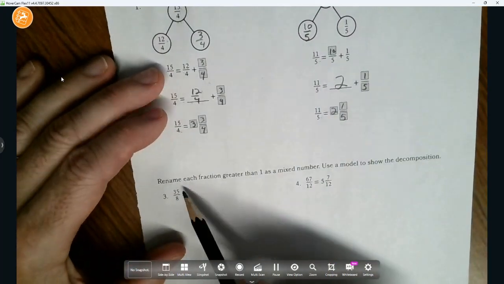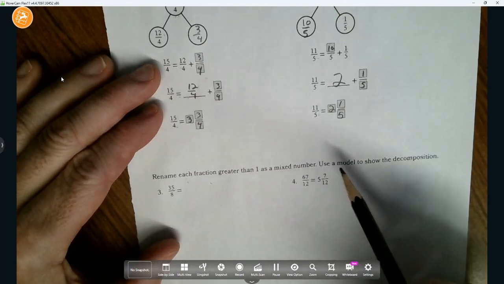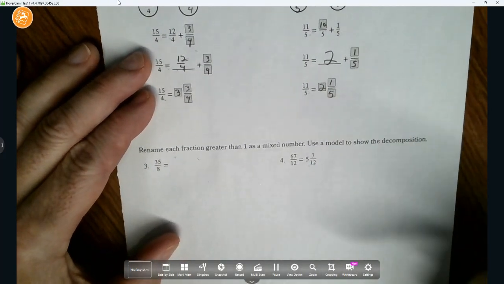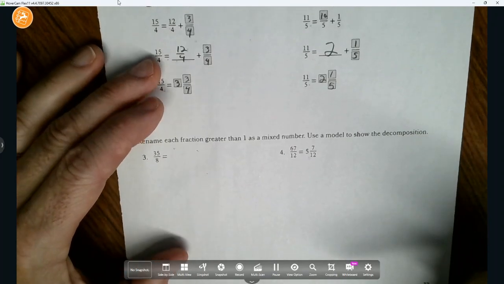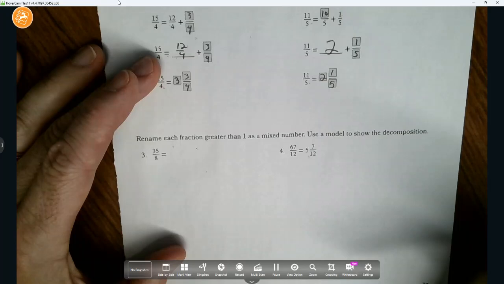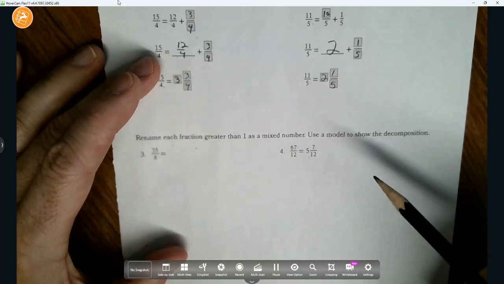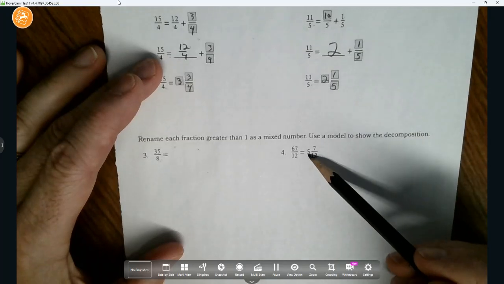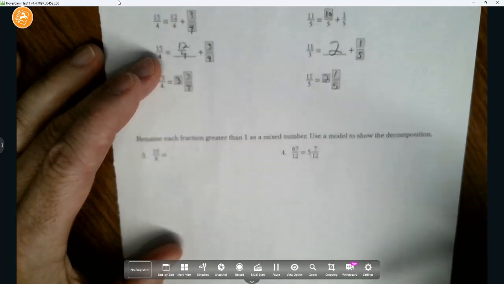All right. Down here it says, rename each fraction greater than 1 as a mixed number. Use a model to show the decomposition. Well, over here, they did it already for you. So you got to show a model. That means show a picture. That's all it wants you to do. A model is a picture. All right. Rename it and show it. You can do more than one model if you want. As long as the models are in twelfths, that's fine. Over here, the models could be in eighths. Some of the models are going to be full. 5 of these will be full. How many will be full over here? All right, this one you have to show twelfths in your models.